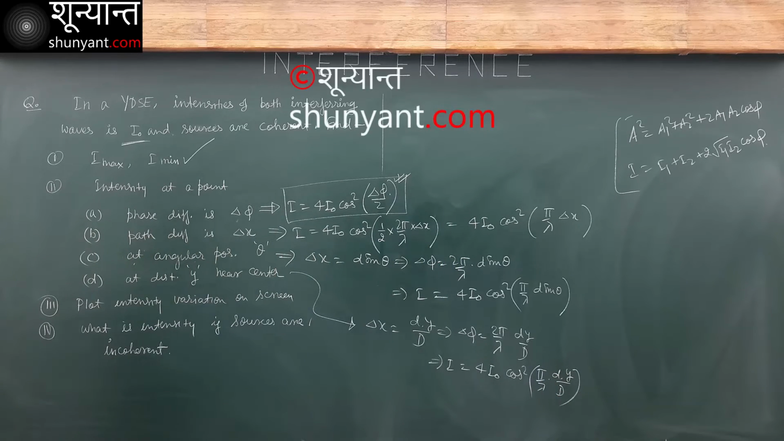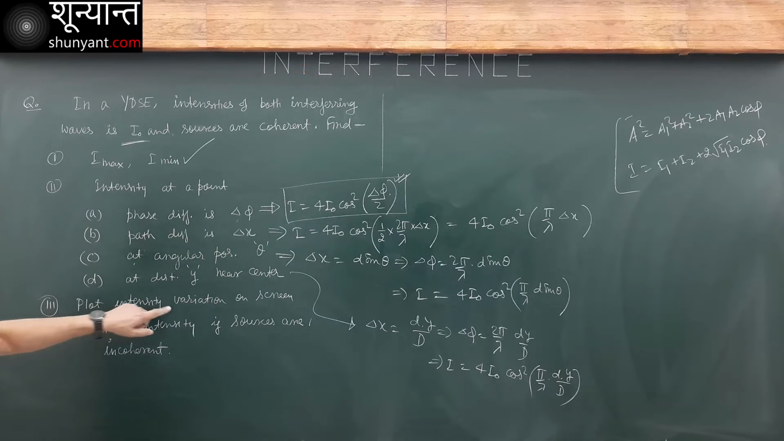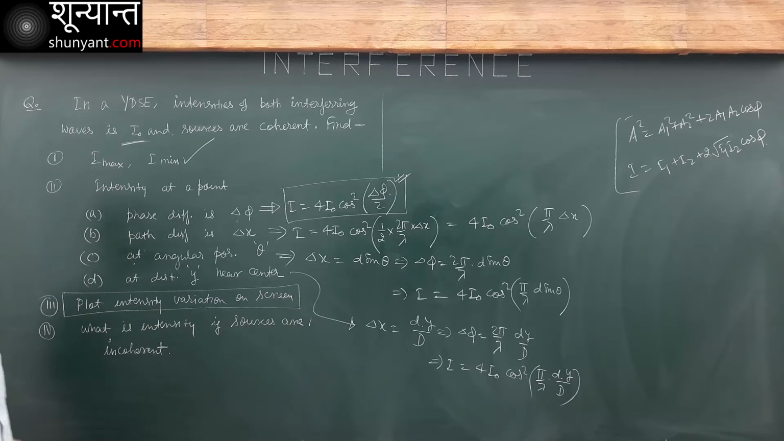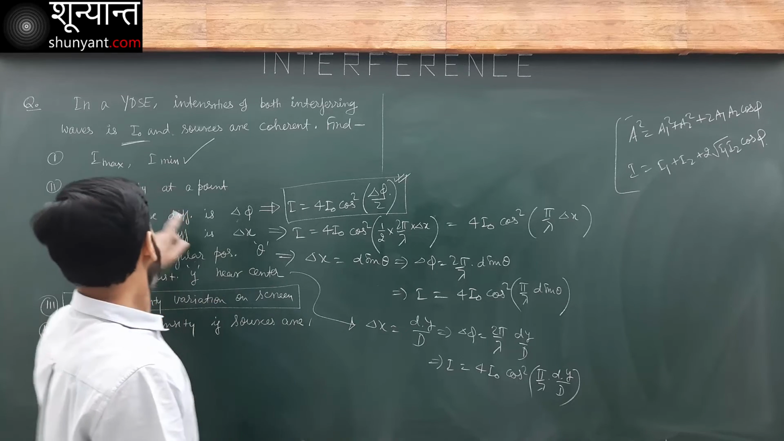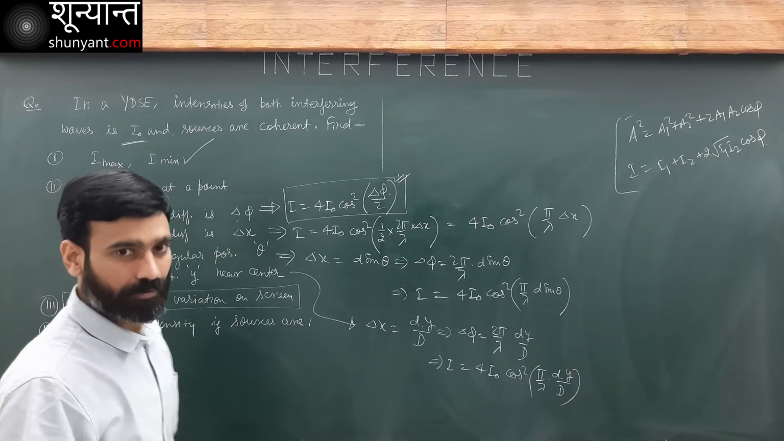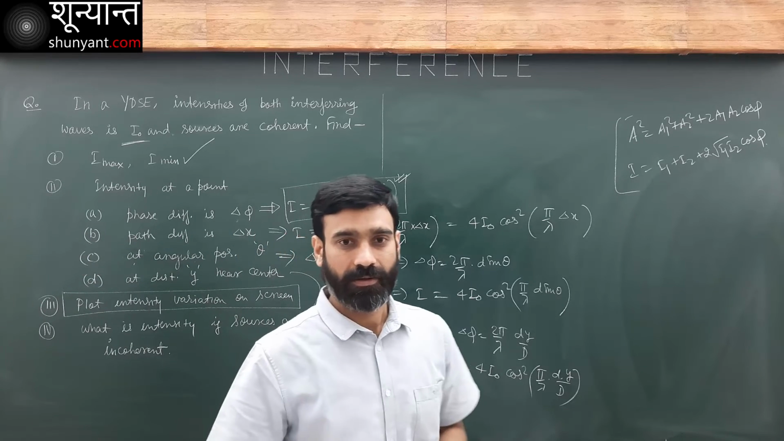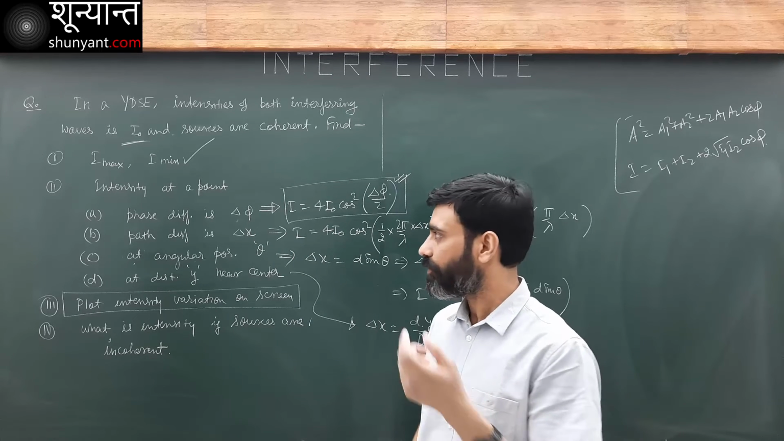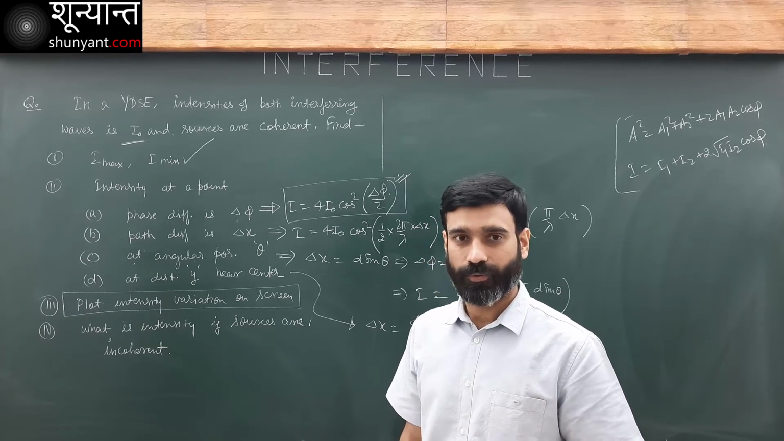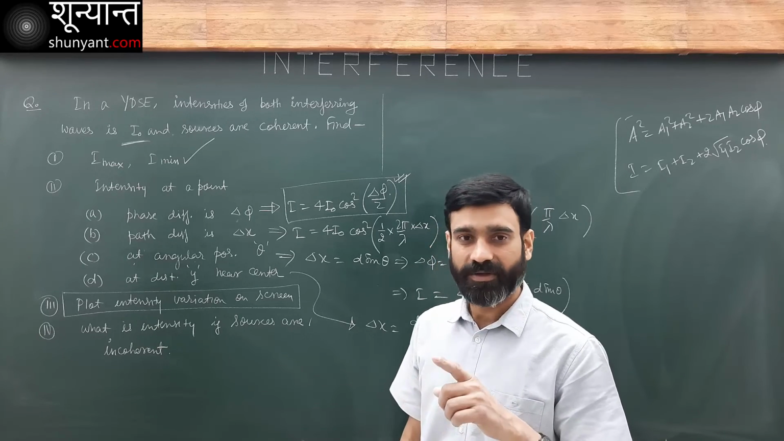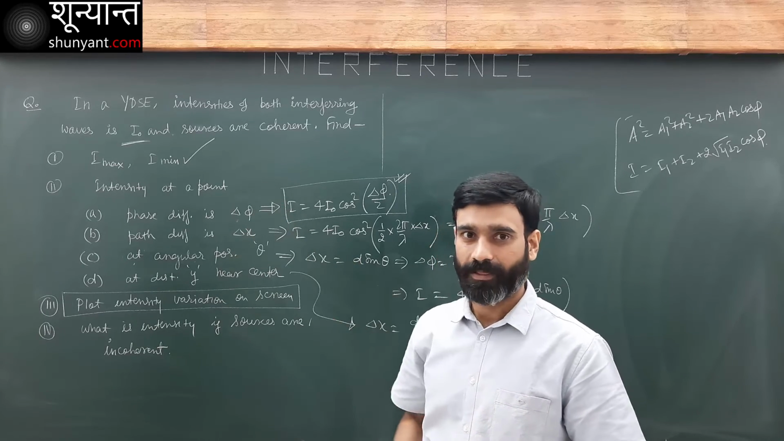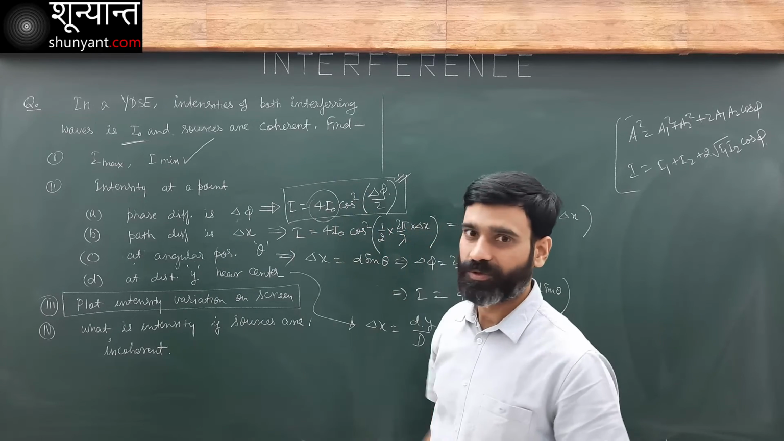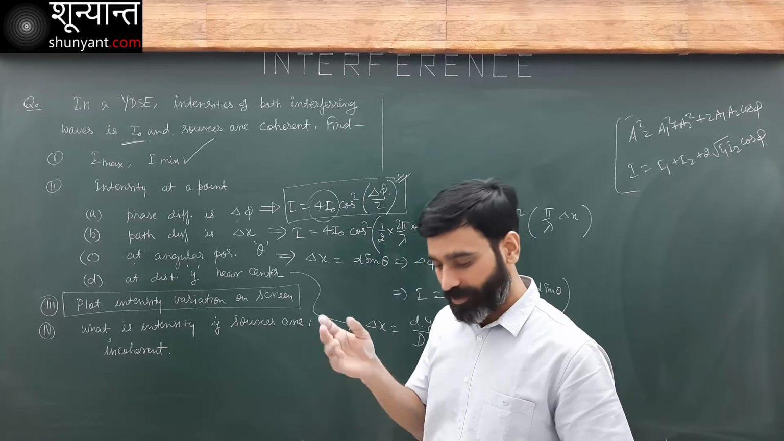Now, plot the intensity variation. This is something which is very important. How does the intensity change? Maximum will be 4I0. Which type of fringe? Bright fringe. The intensity of the bright fringe will be 4I0. The intensity of the dark fringe will be 0. We just found it. I max is 4I0. Minimum is going to be 0. At any other point, how does the intensity change?